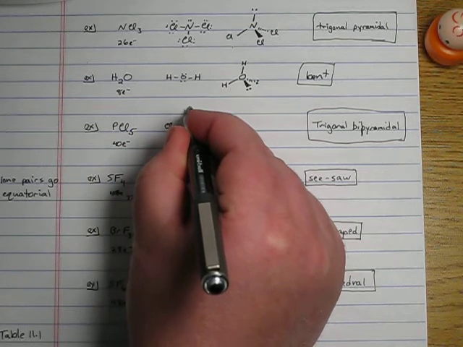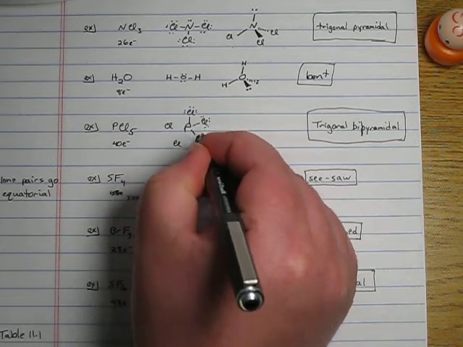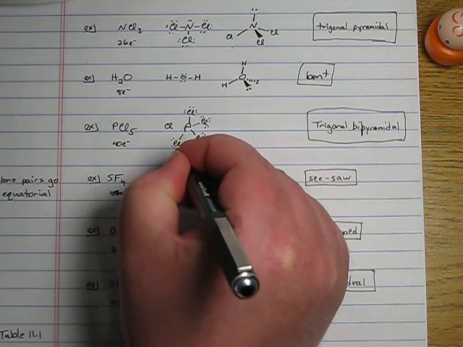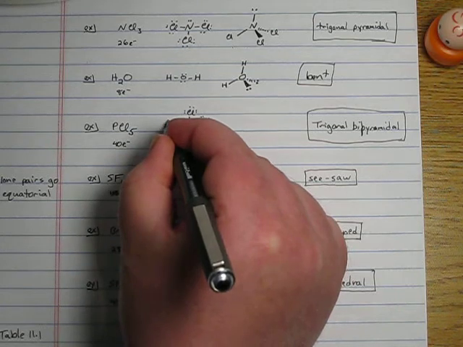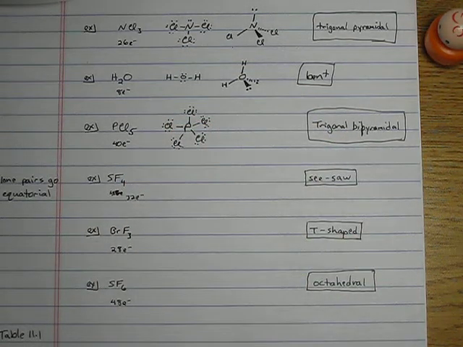Let's put in our 40 electrons. 1, 2, 3, 4, 5, 6, 7, 8, 9, 10, 11, 12, 13, 14, 15, 16, 17, 18, 19, 20, 21, 22, 23, 24, 25, 26, 27, 28, 29, 30, 31, 32, 33, 34, 35, 36, 37, 38, 39, 40. There are all 40 electrons. Okay, so there are no extra electrons, no lone pairs on the phosphorus.